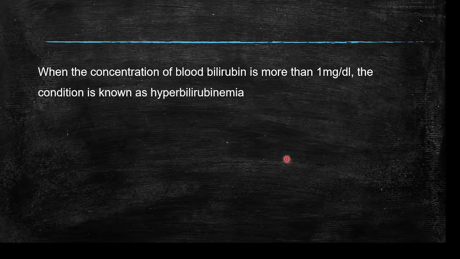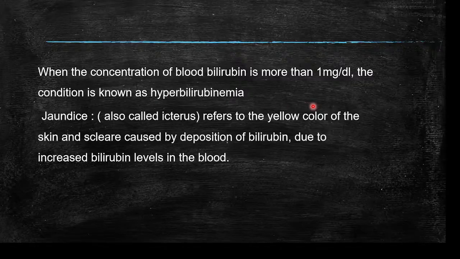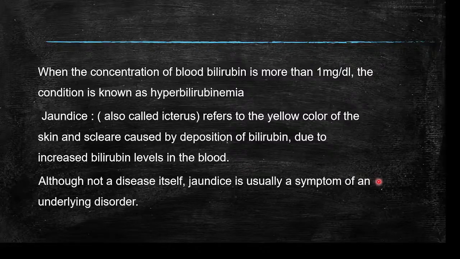Okay. So when the concentration of blood bilirubin is more than 1 milligram per deciliter, the condition is known as hyperbilirubinemia. Jaundice refers to the yellow color of the skin and sclera, which is caused by deposition of bilirubin due to increased bilirubin levels in the blood.